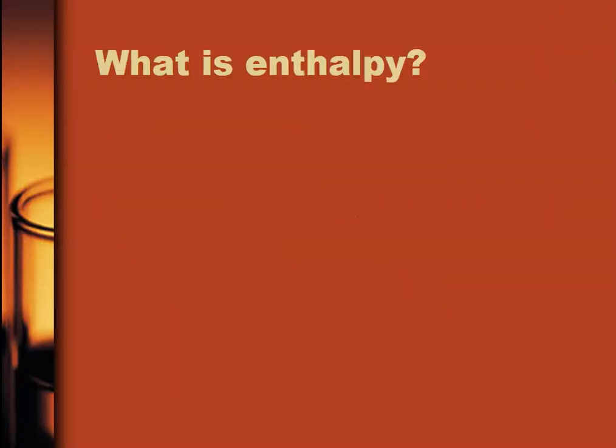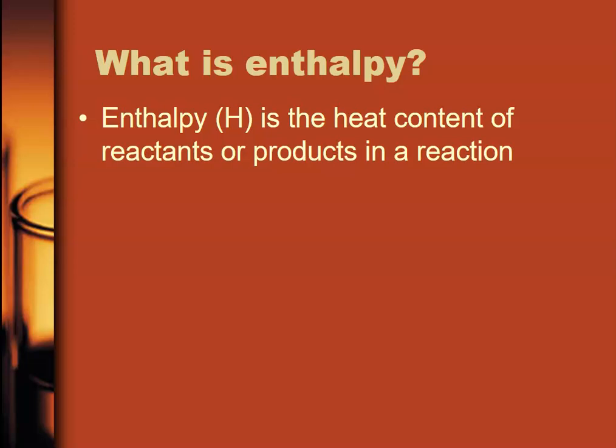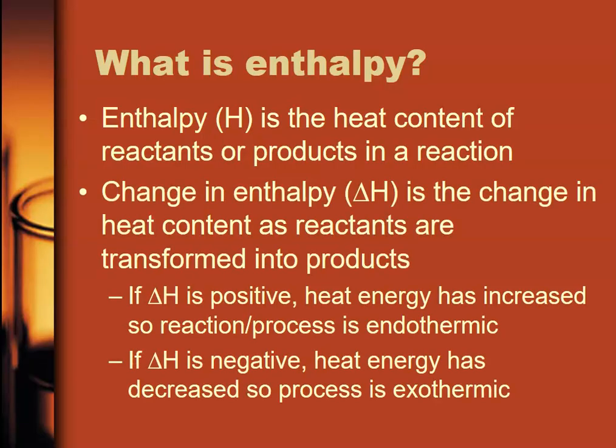Okay, so we talk about enthalpy, which is given the chemical symbol or the mathematical symbol H, and is the heat content of the reactants or products in a reaction. And more precisely, we talk about change in enthalpy, or delta H, which is the change in heat content. So if delta H is positive, then the system has gained energy, it's an endothermic reaction. If delta H is negative, then heat energy has been lost from the system. So that process is what we call an exothermic process.